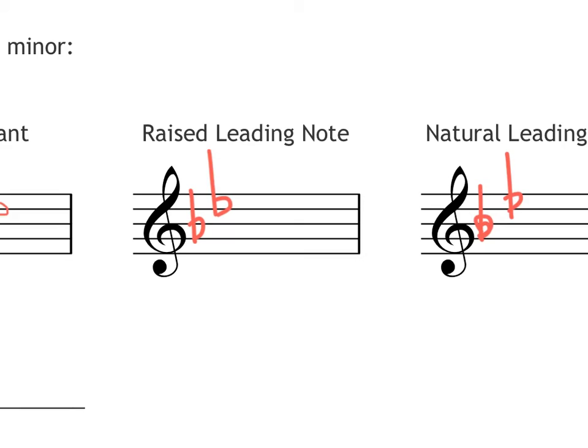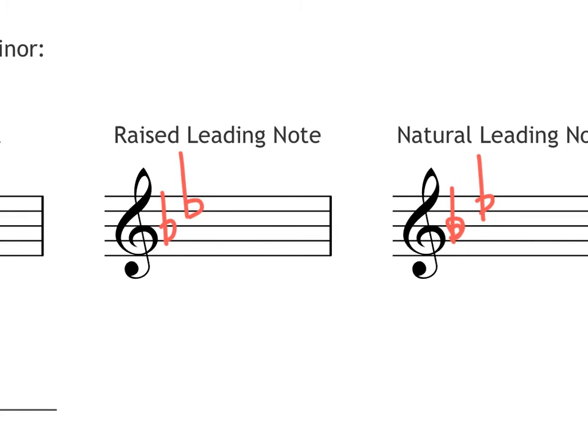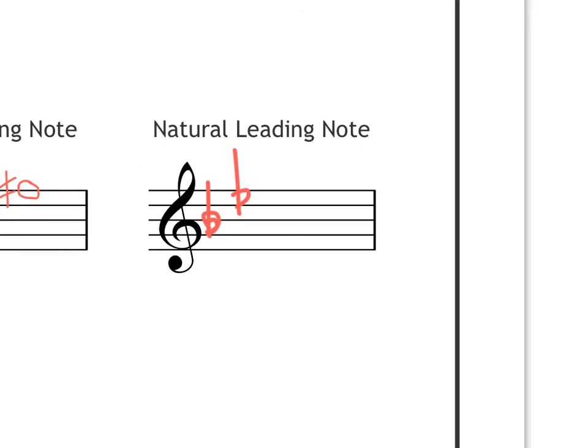Okay, the raised leading note. Well, what's the 7th note of my G minor scale? Well, I can count up 1, 2, 3, or I can just count down. Here's the C, here's the G at the top. So F is my leading note. So I'll put an F. And if I'm going to raise it, because it wants a raised leading note, that's an F natural, so I put a sharp sign on it. That's my raised leading note in the key of G minor. And a natural leading note in the key of G minor would just be the regular scale degree 7, without the raised part of it.